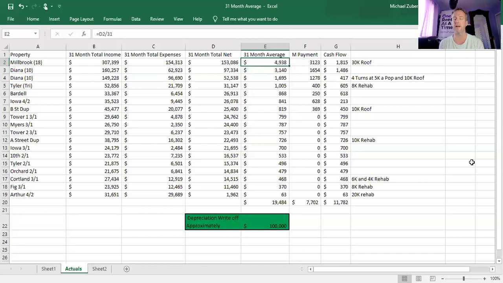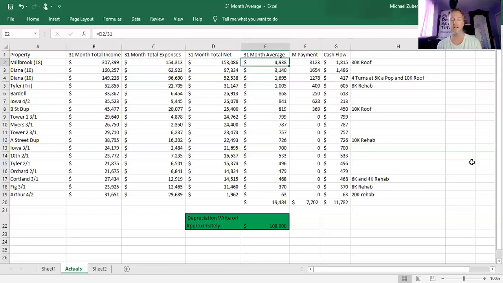And then what I did is I actually went back and I loaded column H because there are some big capital expenses. For example, Millbrook had a $30,000 roof. It's all 1 story, 18 units, 3 different structures, so pretty expensive roof. Diana, one of them had 4 turns and it's a flat roof. One of the roofs had to be addressed. Tyler, one of the units had to be repaired. Another roof on B Street, it's 2 houses on 1 lot, or a duplex. One of the roofs went bad. A Street, one of the rehabs had to be done, and on and on.